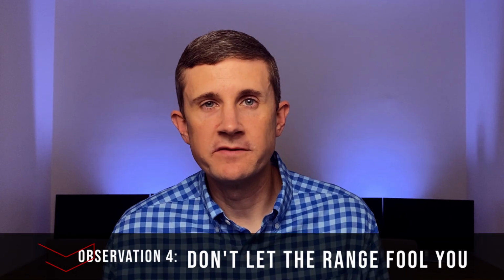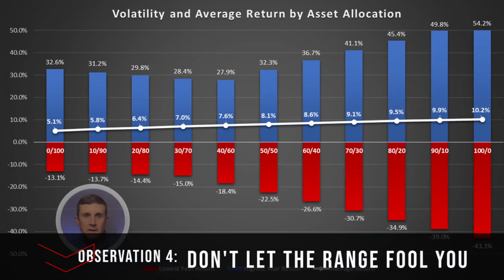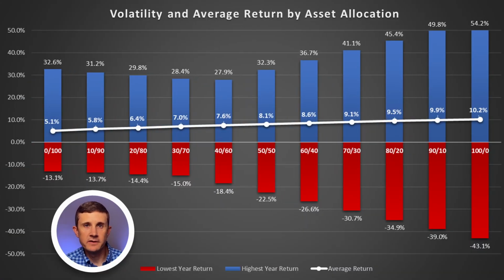The fourth observation is not to let the range fool you. If you look at the growing span of ranges between the highest and lowest performing years, you might be tempted to assume that a 100% stock portfolio is 3 times as dangerous as a 100% bond portfolio because the stocks lost just over 3 times the amount of a bond portfolio in their worst year. And that would be an incorrect assumption. Once again, the truth is the range in this chart is misleading because each value that we see from the range is based on a single year, while the average returns are based on 96 years.